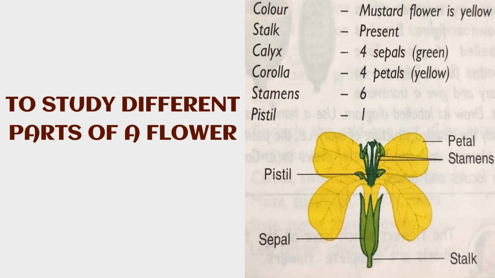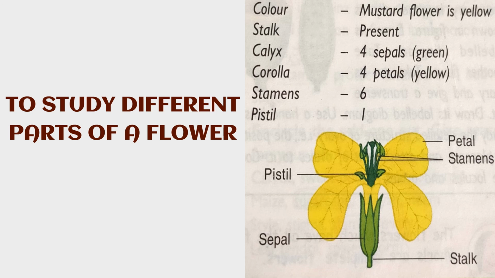Students, here is a mustard flower to study different parts of it. You can see at the base we have stem or pedicel stalk. Then we have green colored sepals. Then we have yellow colored petals. And if description is required, then we can say that stalk, yes, it's present.